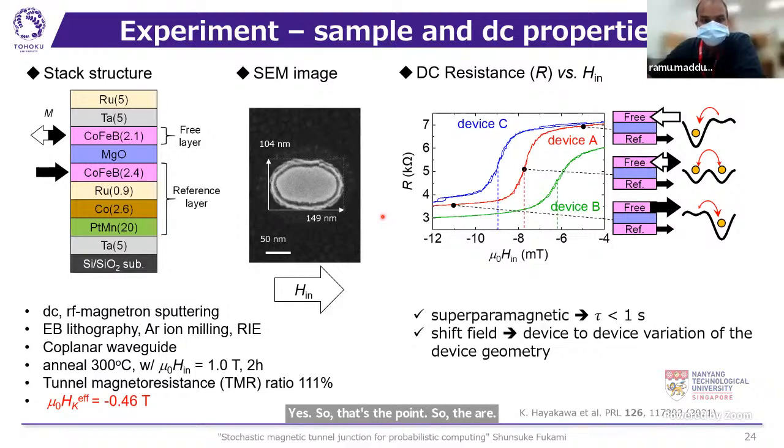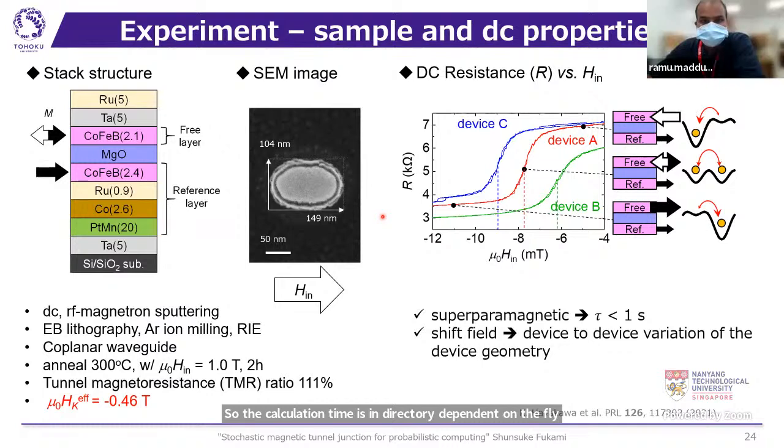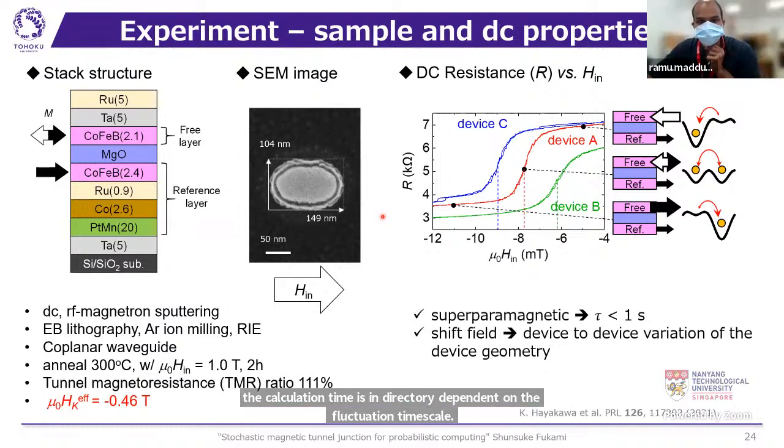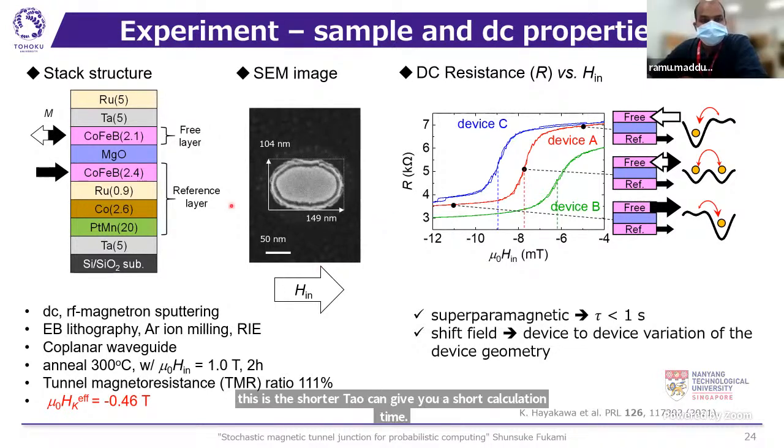By increasing the fluctuation speed, we can shorten the calculation time. So the calculation time is directly dependent on the fluctuation time scale. So you mean, from the Arrhenius equation, the tau? Yes, the shorter tau can give you a shorter calculation time. Okay, understood.